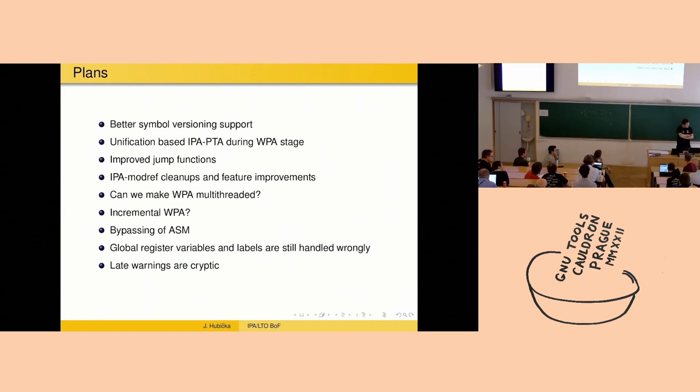So we got through the bypassing of ASM, and then I'm on the last two items, which are pretty easy to say. We still have some features which are broken, and I know about it, and I didn't fix it because I'm lazy. One of them is global register variables, which are used pretty seldom, but I know that PHP is using it.